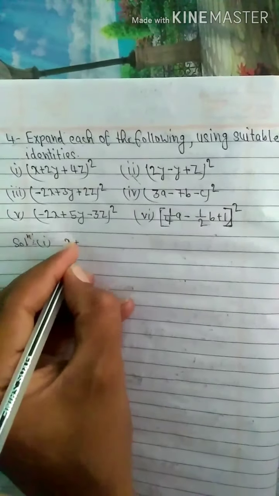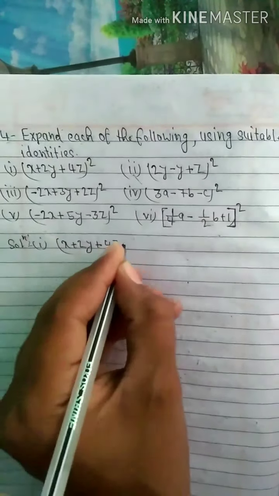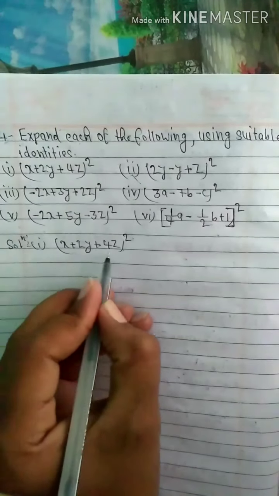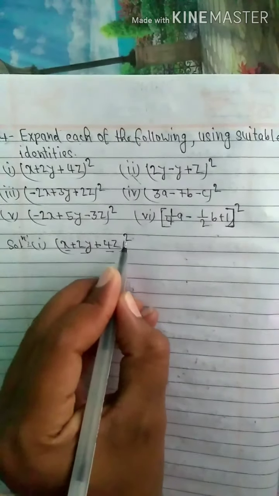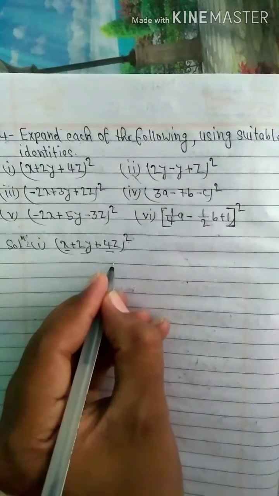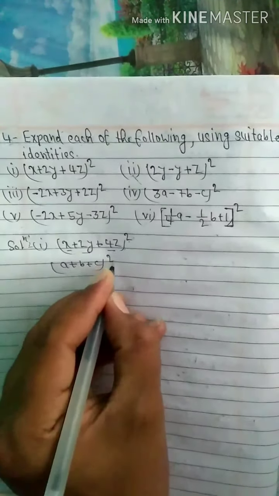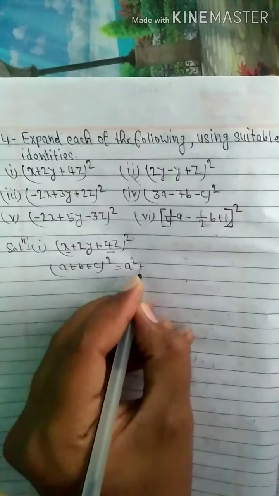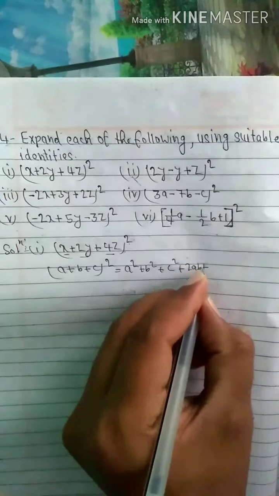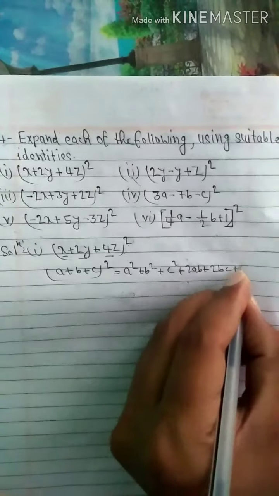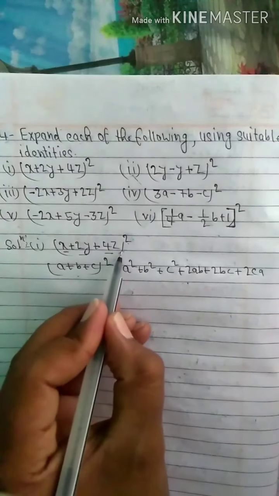The first part is given that (x + 2y + 4z) whole to the power 2. Now see, this expression is in the form of (a + b + c) whole to the power 2. And we know that (a + b + c)² = a² + b² + c² + 2ab + 2bc + 2ca. So now comparing these identities, the given question.